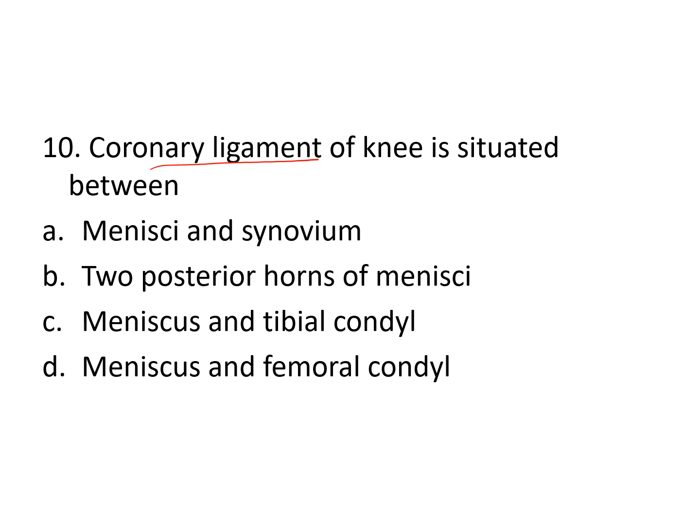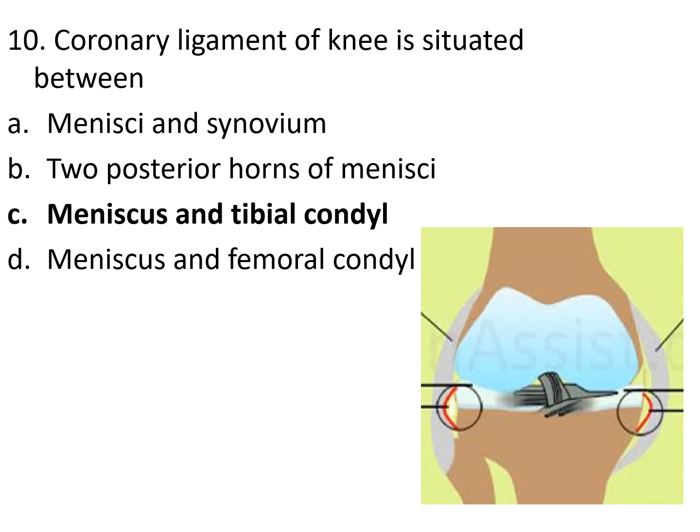The coronary ligament of the knee is situated in between. We discussed the coronary ligament, what is that? The capsular ligament near the menisci of the knee joint gets thickened to form the coronary ligament. It attaches the menisci to the tibia. We have already discussed that. So the answer is meniscus and the tibial condyle. You can see here the capsular ligament near the menisci gets thickened to form the coronary ligament. It will attach the menisci to the tibia. That is the answer.